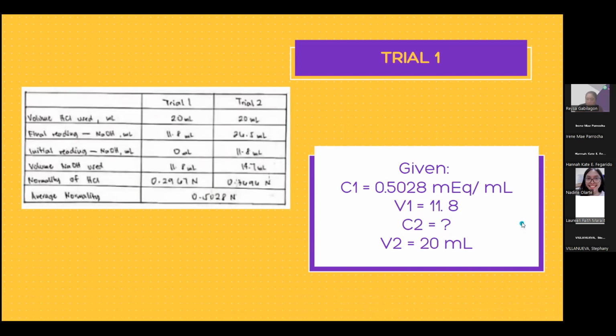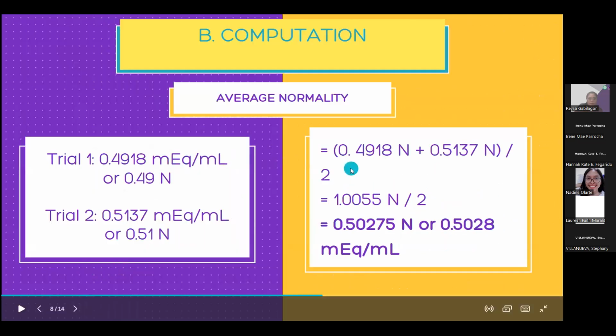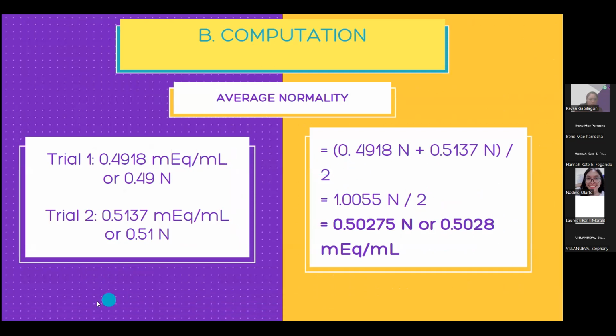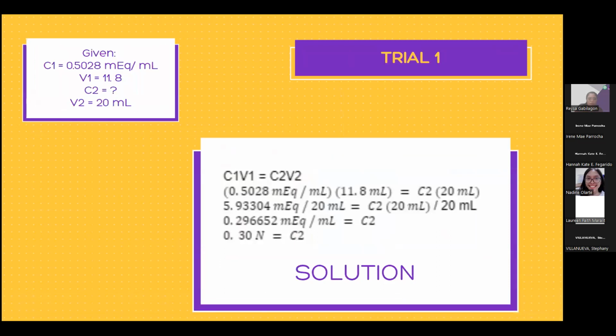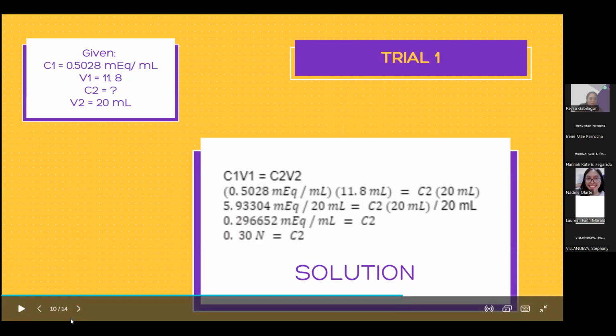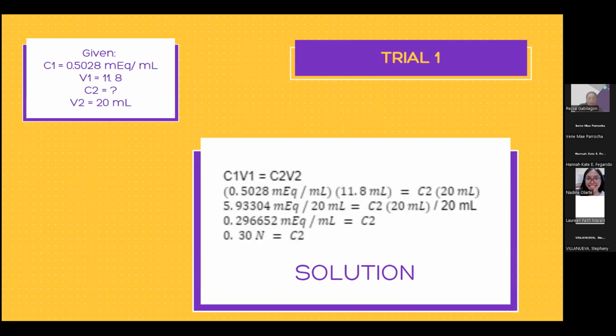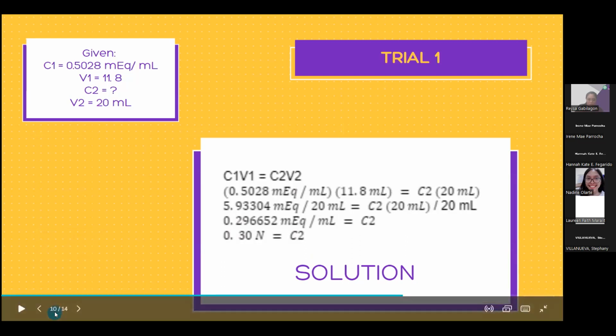And then the volume used is 11.8. Let me check. 0.5028 times 11.8 divided by 20. That's 0.2967. Okay, this is correct. Next, why is the normality different here? Oh, it's the average normality. It was rounded off, that's why. But 0.2967. Okay. This is correct.